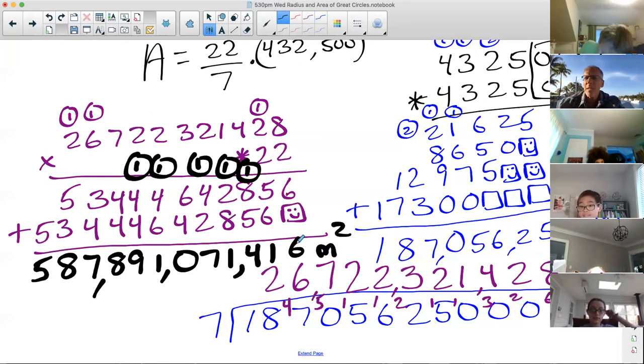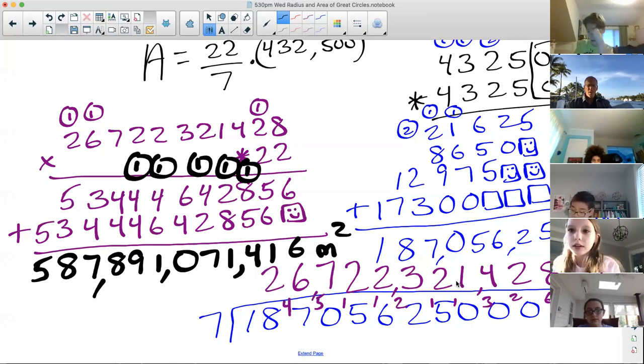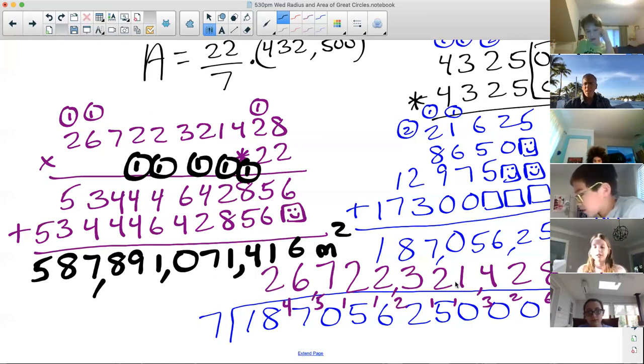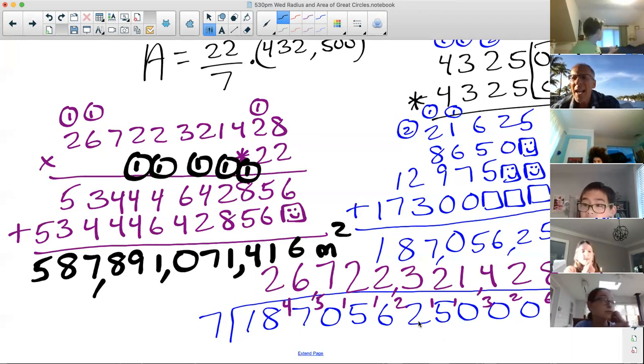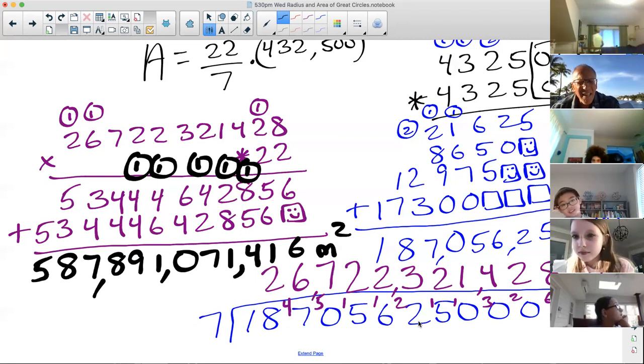587. Who wants to read that number for me? Who's going to read that number? I'm going to go with Claire on this one. Go, Claire. 587,891,416. What? Square miles. Square miles. Everybody, now, I want you to look outside your window and look at the great circle and go, Mom and Dad, it's 587 billion square miles that I am looking at right now.